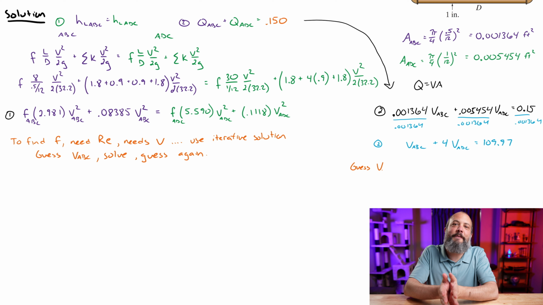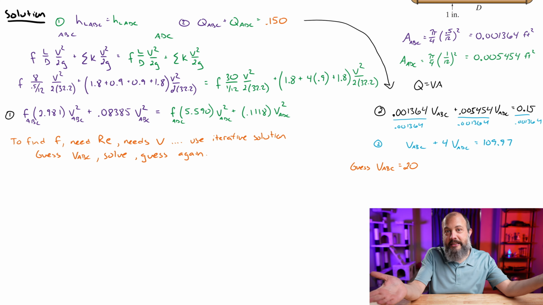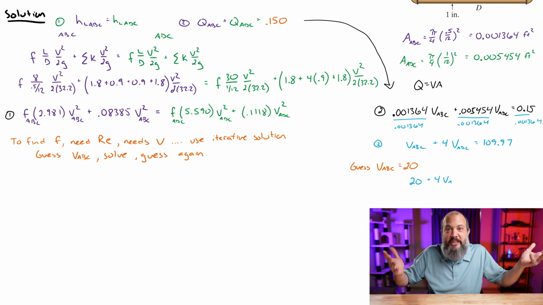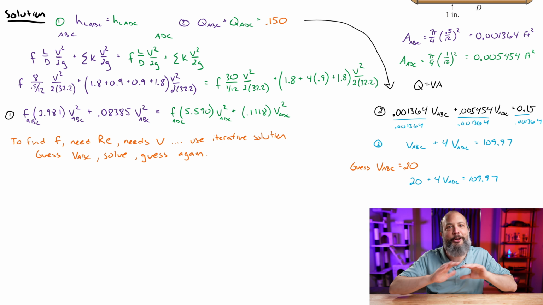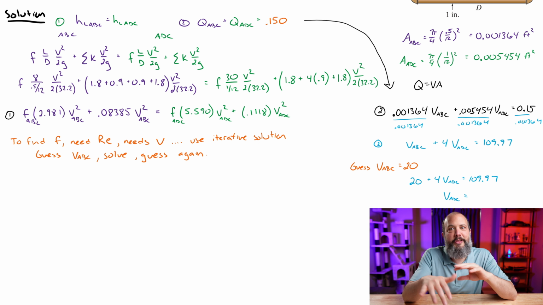I'm going to guess that V_ABC is equal to 20. I have no reason to think that this is correct, but you just have to guess something. Just pick something. It doesn't actually matter. You're going to be wrong. So I can plug that in, solve for the other velocity, 22.49.